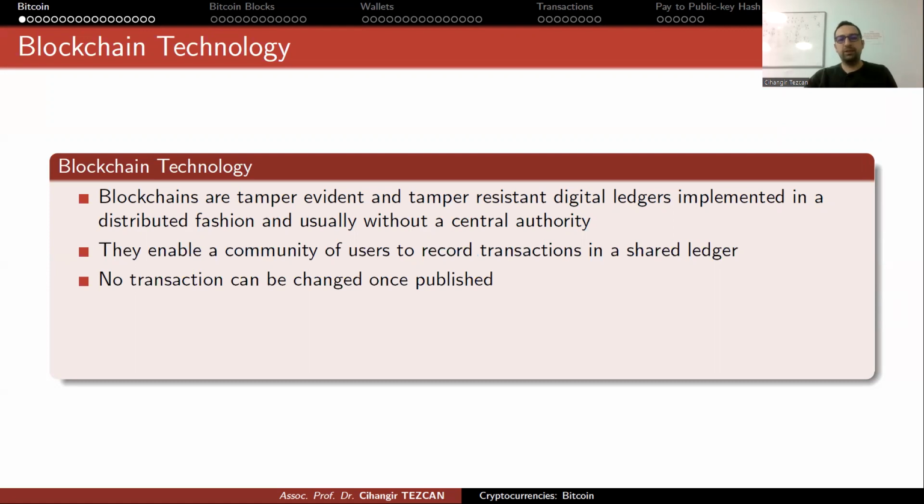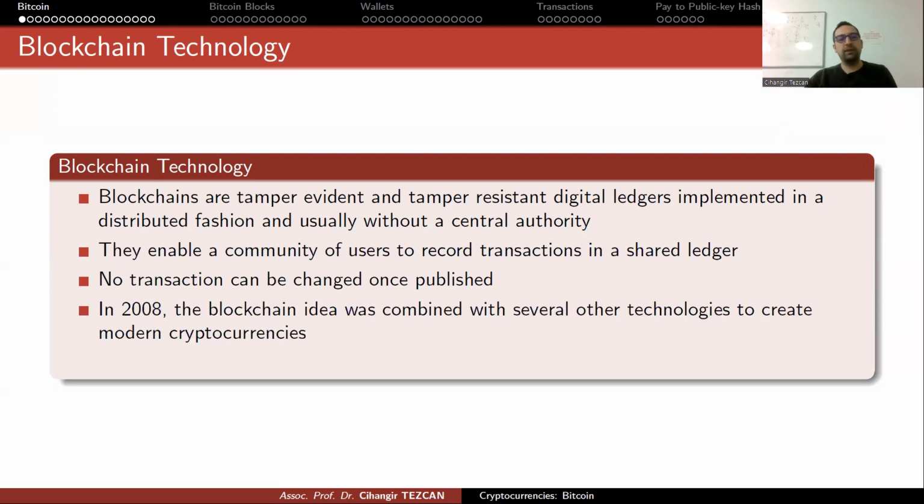So they enable a community of users to record transactions in a shared ledger. No transaction can be changed once published. In 2008, the blockchain idea was combined with several other technologies to create modern cryptocurrencies. So this is why we have to start with Bitcoin to understand how every other cryptocurrency or other blockchains works. The first such blockchain-based cryptocurrency was Bitcoin.